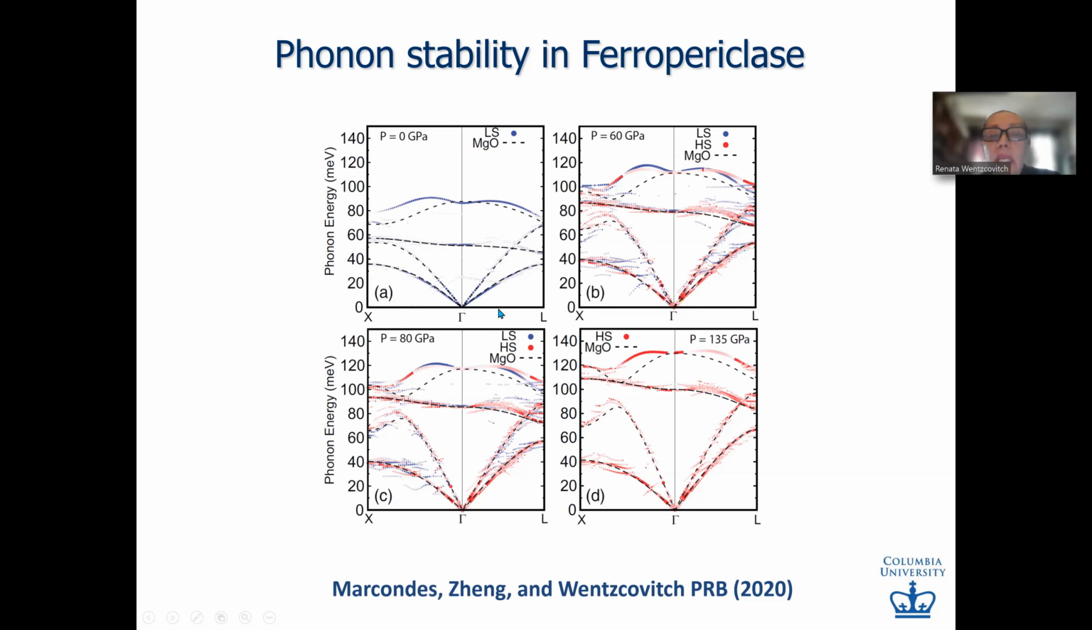That's what I'm saying. At 135 GPa, when the low spin state predominates, the high spin state is still stable. And these are intermediate situations, 60 and 80 GPa, where you can have both high spin and low spin coexisting in the same pressure range. It's the mixed spin state. We did a lot more than that.